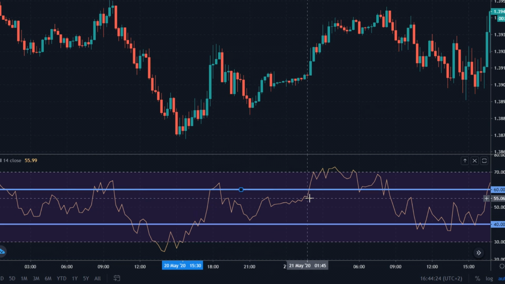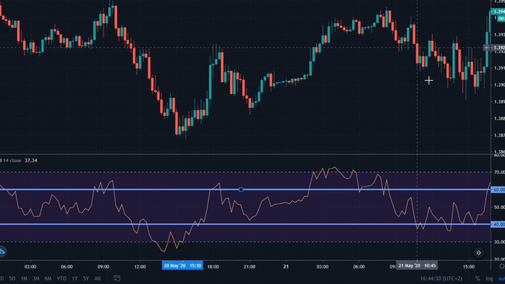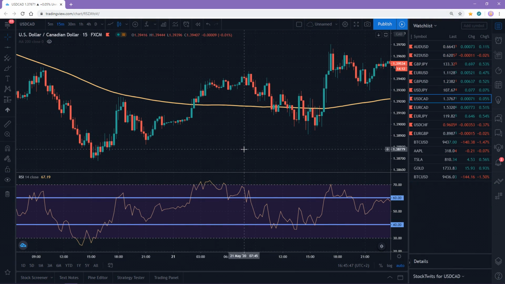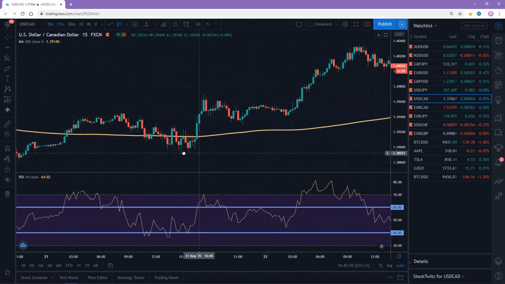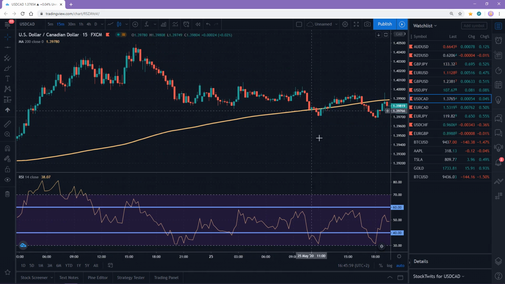Once the RSI line crosses the 60 level, it shows that a potential uptrend may occur very soon, and vice versa. I'm personally in favor of adding an additional 200-day moving average, as this approach is more fundamental and it gives me more confidence to enter trades.